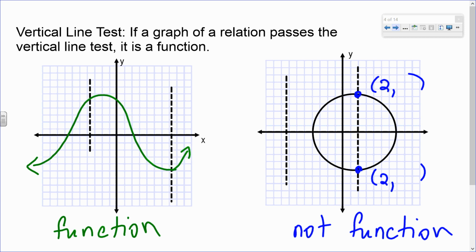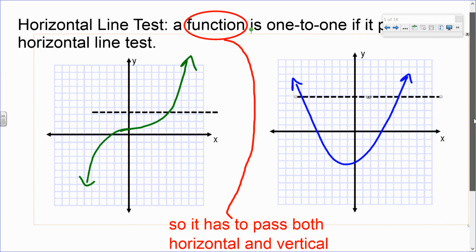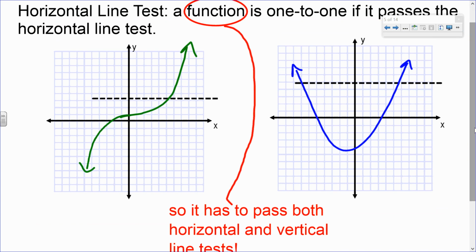So far, so good? Now let's throw the horizontal line test in, since that's new this year. It has to be a function, so it has to pass the vertical line test. Does it look like the green and the blue ones would both pass the vertical line test and be functions? So yes, these are both functions.